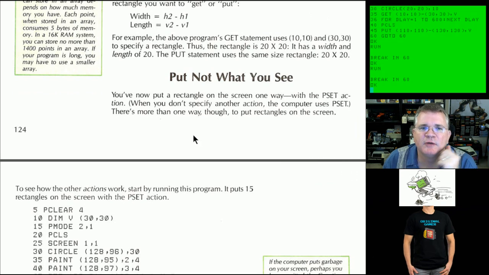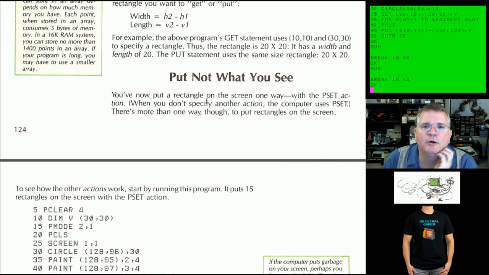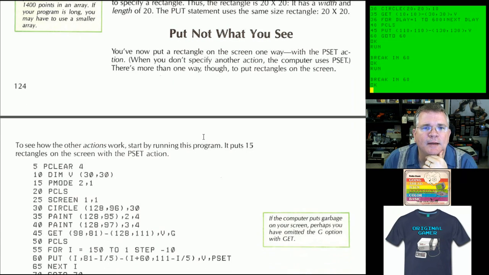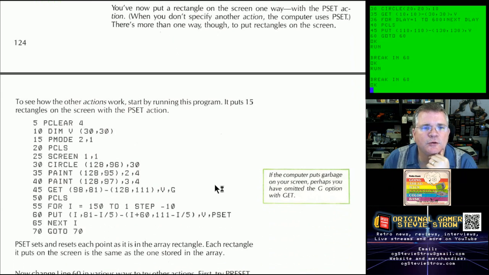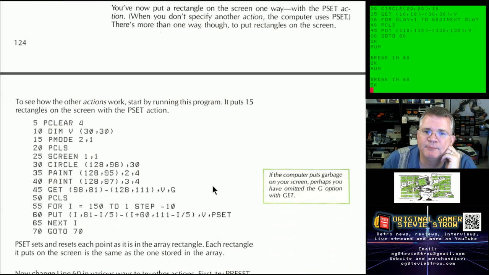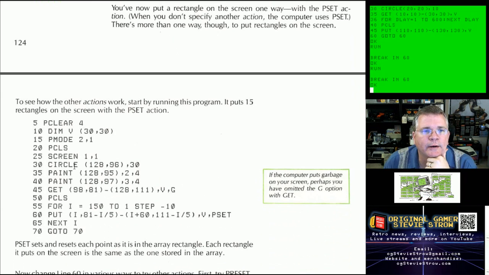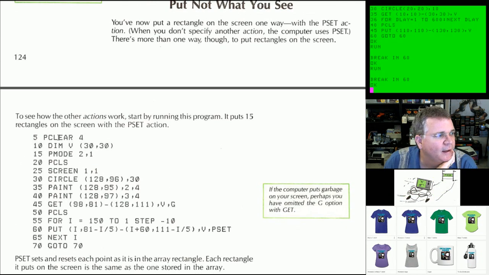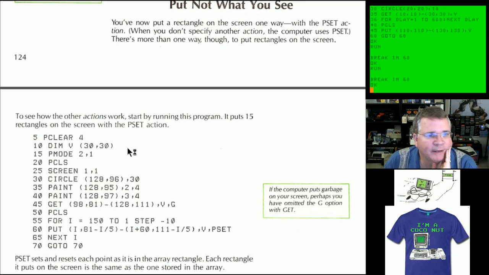Why don't we specify? It says if you don't specify the action, it automatically uses PSET. But it says there's more than one way to do it. And so now, this is the new program. This is the program that actually didn't work. Okay, so this is the one I had to mess with. So let's look at everything that's wrong with this program.